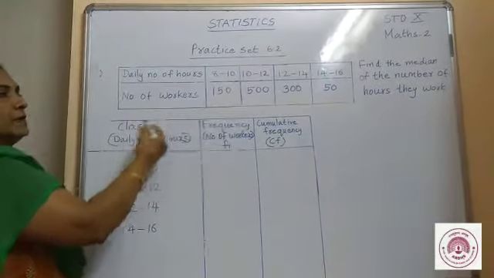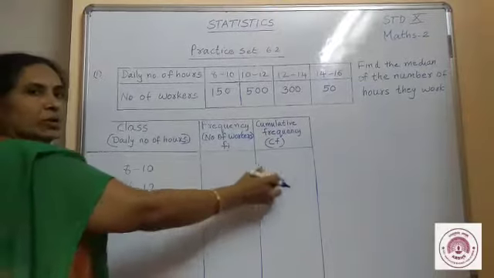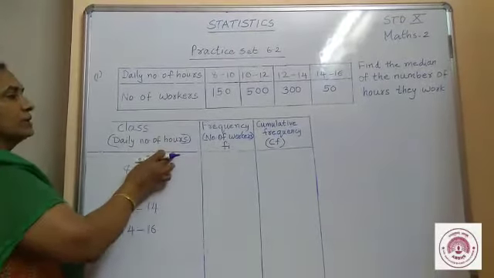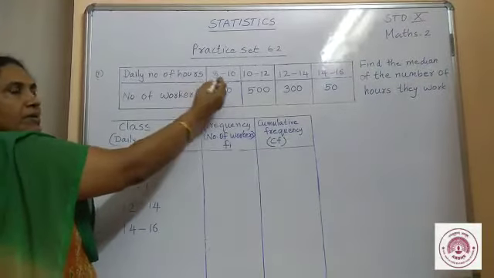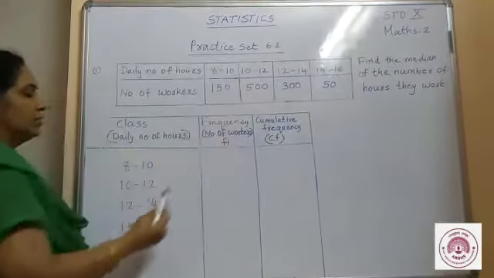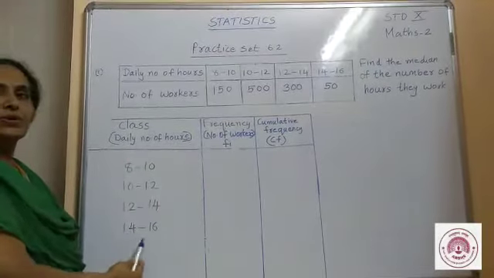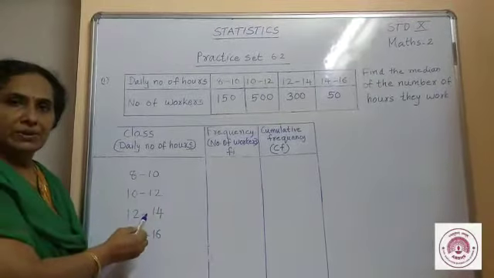First, we have to make a table containing 3 vertical columns. The first column is class, that is, here, daily number of hours. The given classes are 8 to 10, 10 to 12, 12 to 14 and 14 to 16. See here, the classes are continuous.